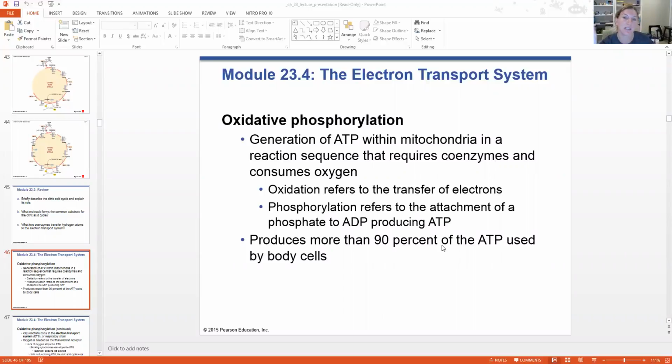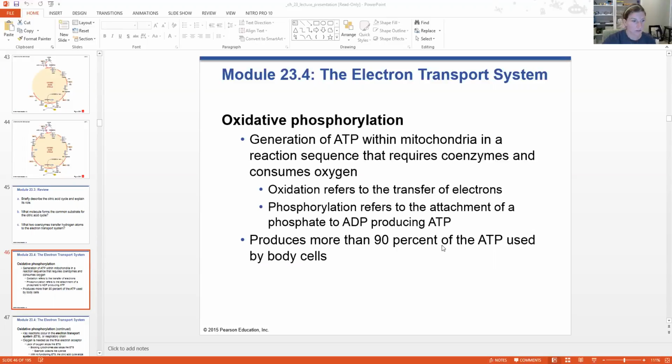So ATP in the mitochondria, in this sequence of reactions using coenzymes and using oxygen, that's why oxygen has to be present for all this to happen, we will create some ATP, or we will phosphorylate some ADP using that power of oxidation. So we're transferring those electrons. As I've been saying, oxidation is transferring those electrons. Phosphorylation is creating that ATP from ADP. 90% of the ATP in our body is produced in this way. So the process of glycolysis, not producing a lot. The process of citric acid cycle, not producing a whole lot, only one, right? Here is where the bulk of our ATP generation is occurring.